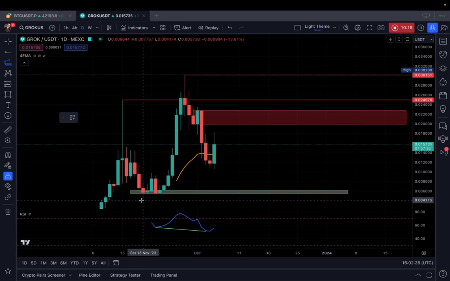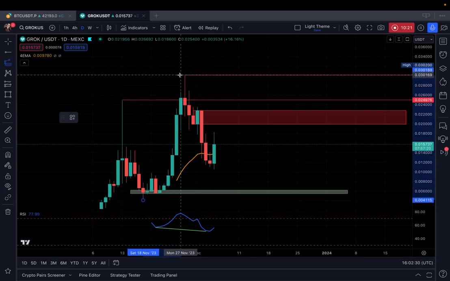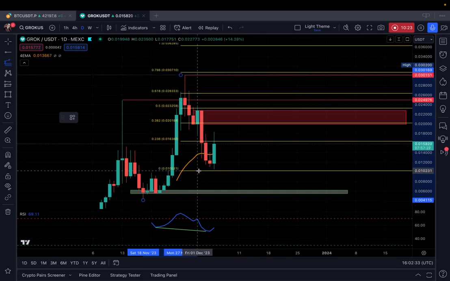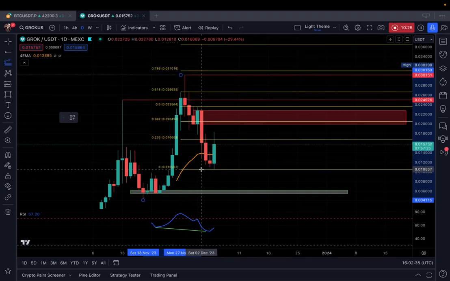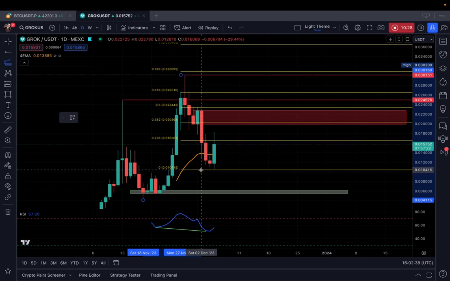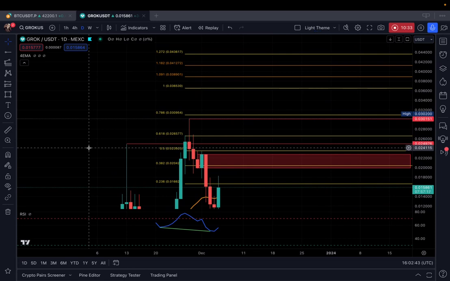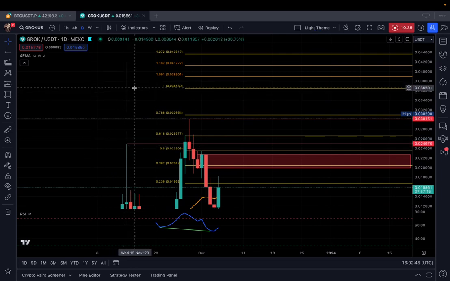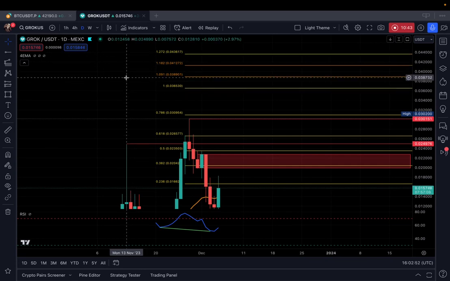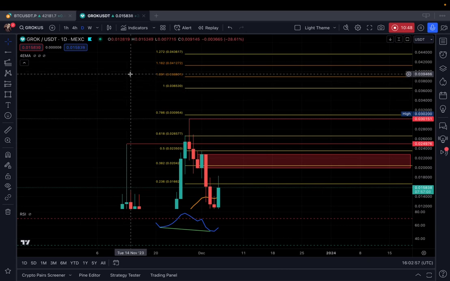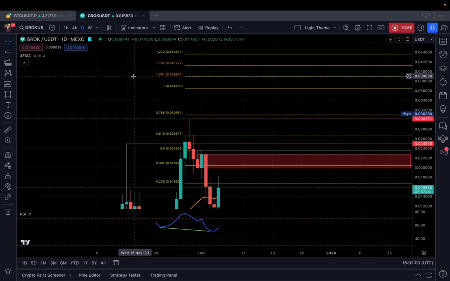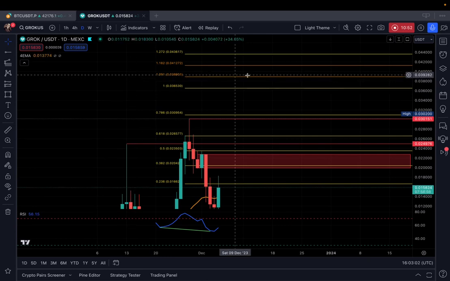Trading Bitcoin is easy, but trading a coin with no chart history is not as easy. Okay? Now, what could be the next target for GROK? Let's say this is between the 1 and the 1.272, so possibly the 1.09 at almost 4 cents, 3.9 cents could be our target.